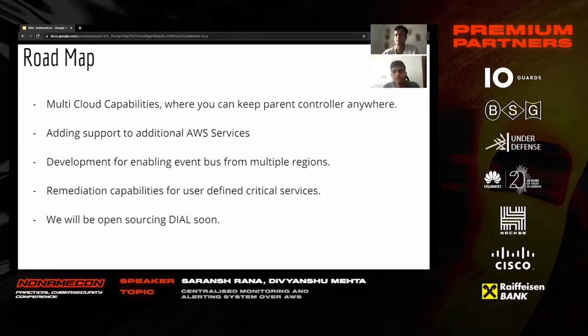So this is what our future roadmap looks like. We want to add multi-cloud capabilities so that you're not restricted to AWS. You can keep your control in any cloud environment, whether it be Azure, GCP, or AWS. We are also planning to add additional AWS services. We are researching them and looking at the abuse cases which an attacker can exploit.